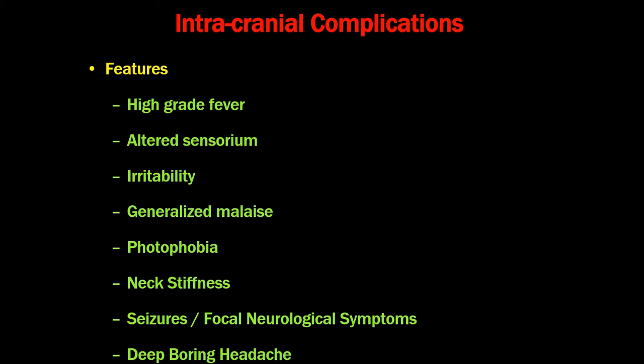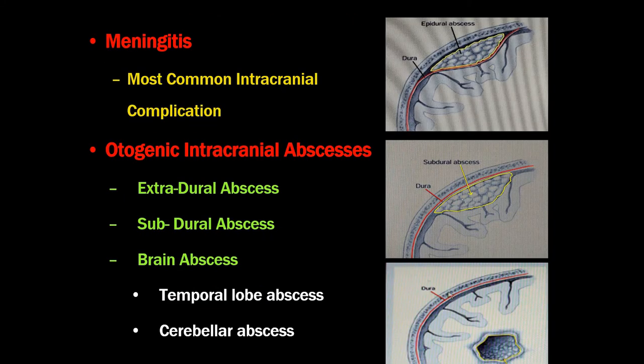Coming to intracranial complications, just a short overview. The features are high-grade fever, altered sensorium, irritability, generalized malaise, photophobia, neck stiffness, seizures or focal neurological deficit, and deep boring headache. Meningitis by far is the most common intracranial complication, and otogenic intracranial abscesses, extradural abscess, subdural abscess, and brain abscess are the common things. In brain abscess also it will be either a temporal lobe abscess or a cerebellar abscess.